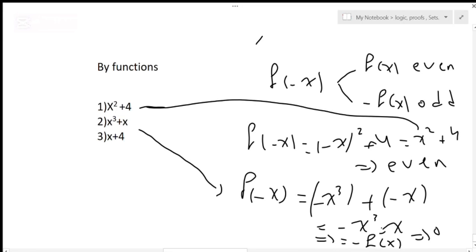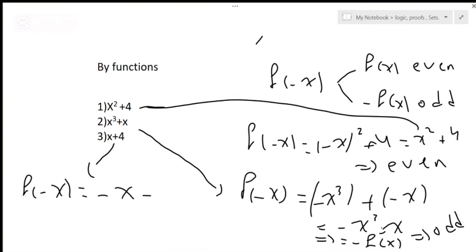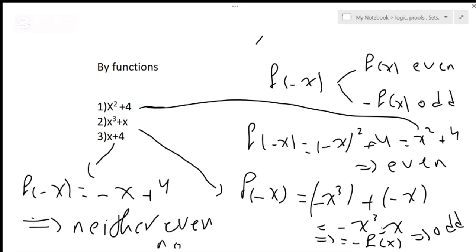However, in the last function, it's x plus 4. Also, we should find its f of minus x. When we find the f of minus x, it will be minus x plus 4. It's neither f of x nor f of x multiplied by minus, because the 4 remains plus. Then here it's not even and not odd, so it's neither even nor odd.